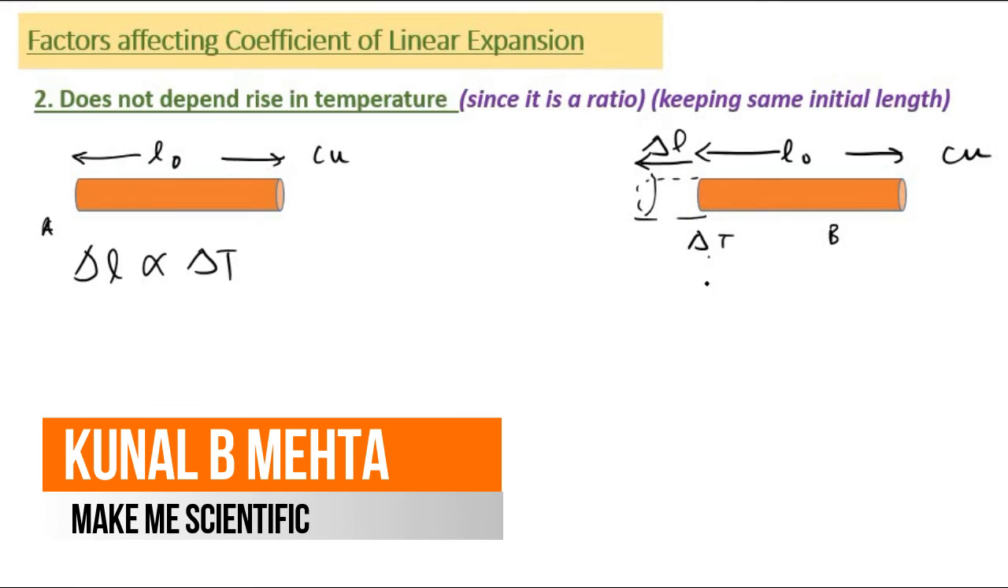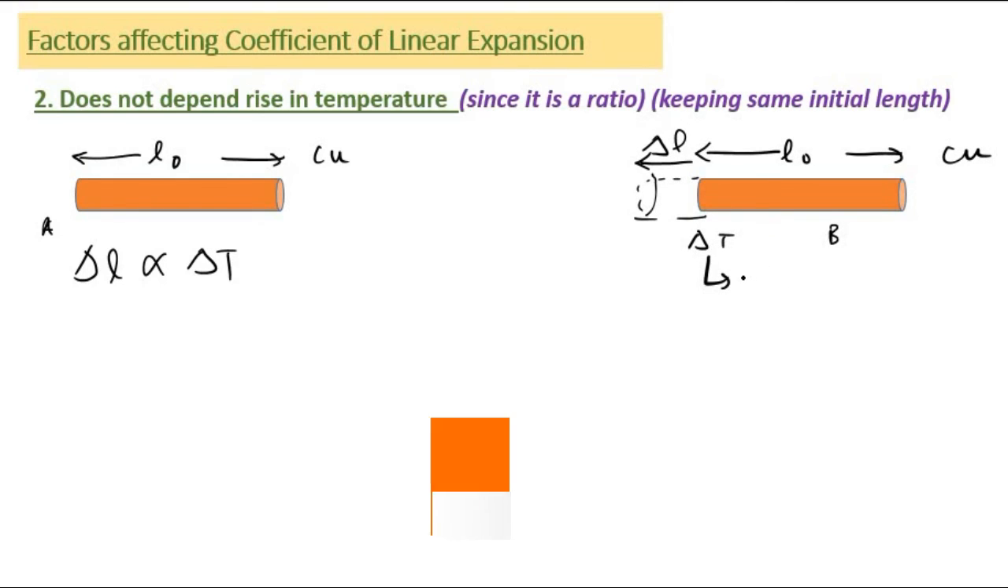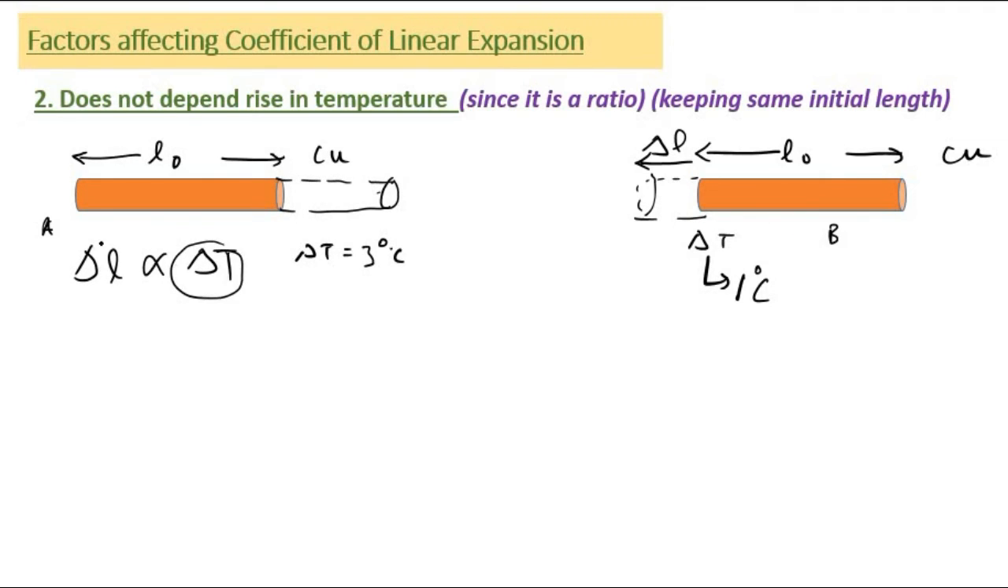But suppose this delta T is say 1 degree Celsius, and here if I take delta T as 3 degrees Celsius, so here delta T is thrice the delta T of the rod B, 3 degrees Celsius. Since if I make this double, this will also become double, which means if I make this 3 times delta T, the increase in the length will also be 3 times compared to the rod B. So this delta L will again be 3 times of delta L.